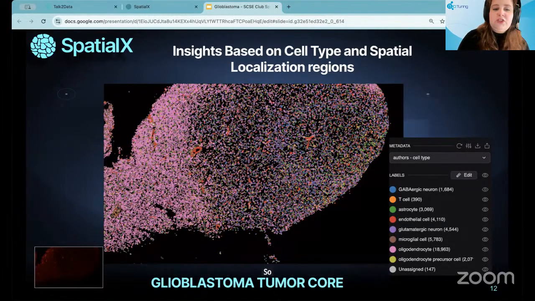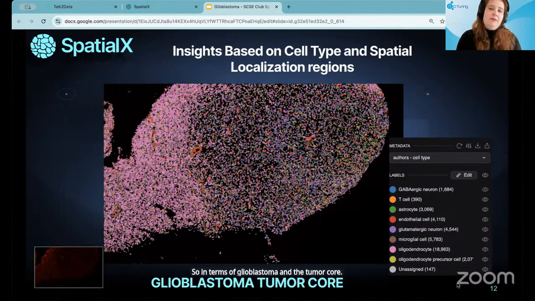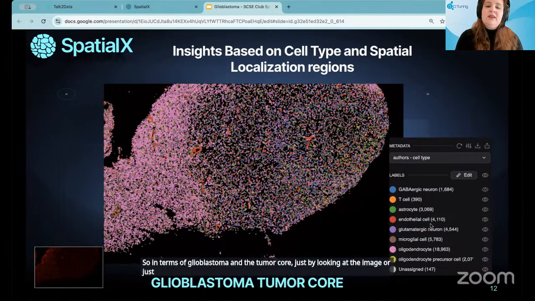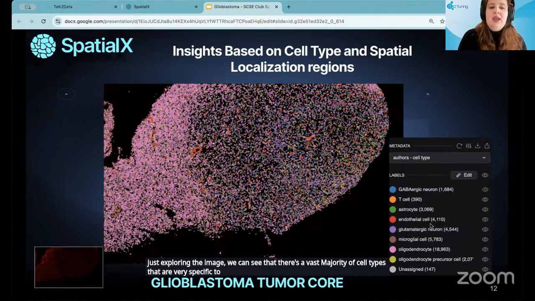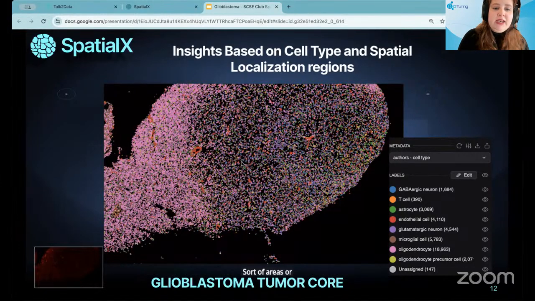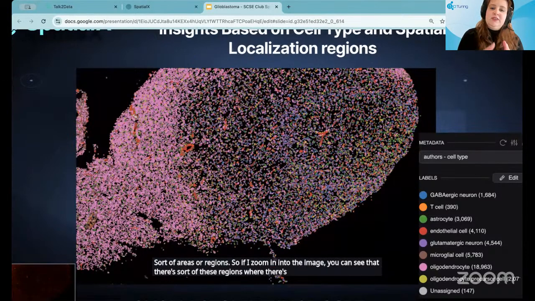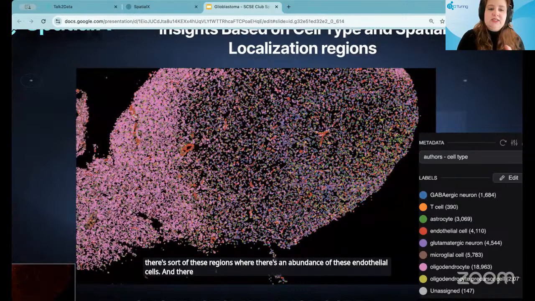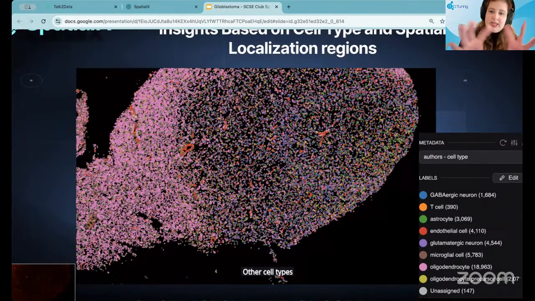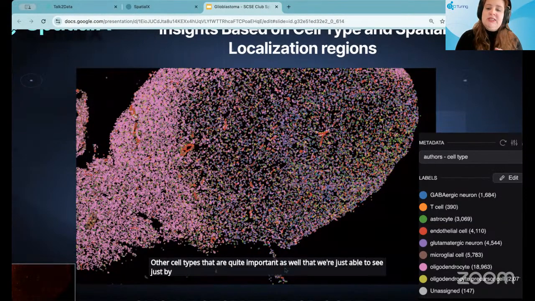In terms of glioblastoma in the tumor core, just by exploring the image, we can see a vast majority of cell types that are very specific to the tumor microenvironment. In the case of glioblastoma, we can see an abundance or intensity of endothelial cell regions. If I zoom into the image, you can see these regions with an abundance of endothelial cells, and there are some other regions where you see this as well within the tumor core. Other cell types that are quite important, which we can see just by looking at the image, are microglial cells.